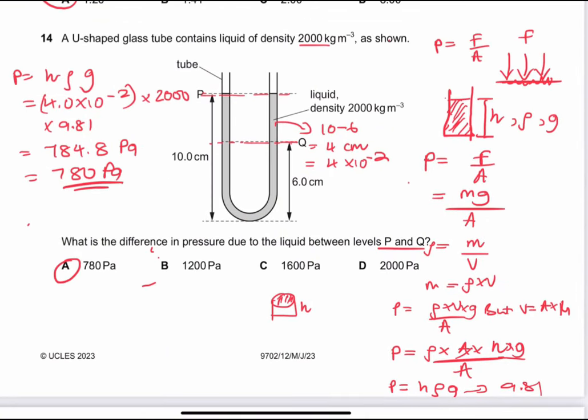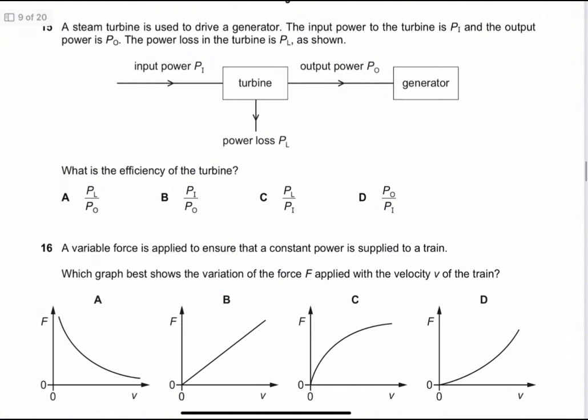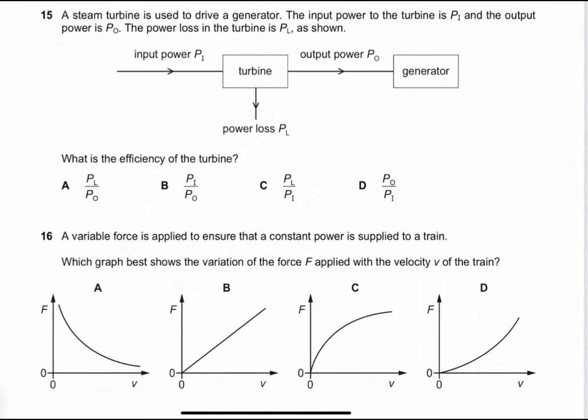It's very important for you to know how this formula works. This is also very important for answering paper 2 questions. Move on to question number 15. We've been given a steam turbine that turns a generator. The input power and the output power are given, and we're asked to find the efficiency of the turbine. So you need to know this.